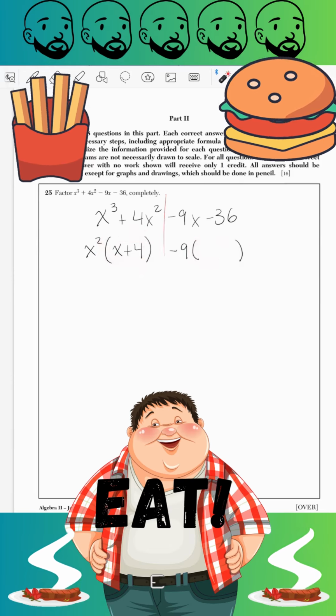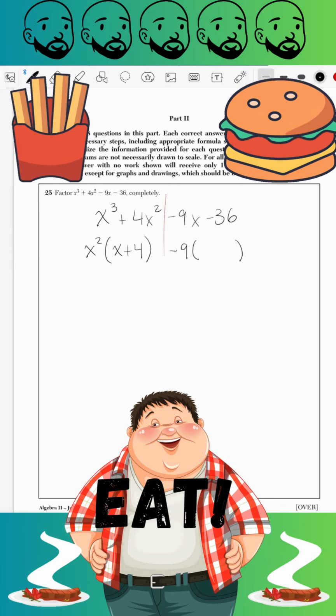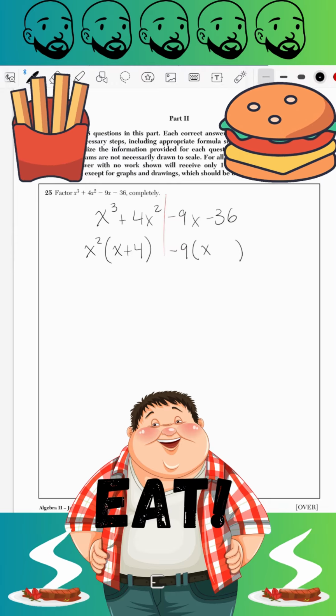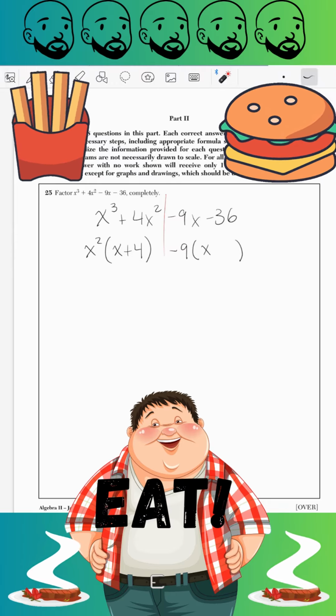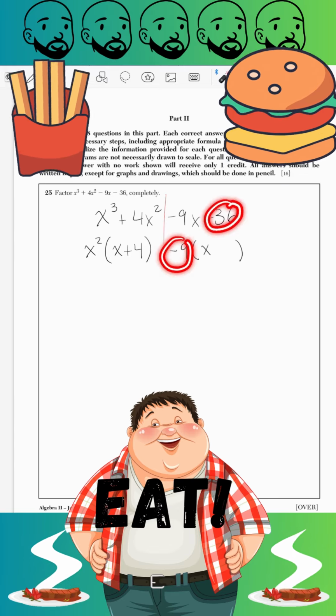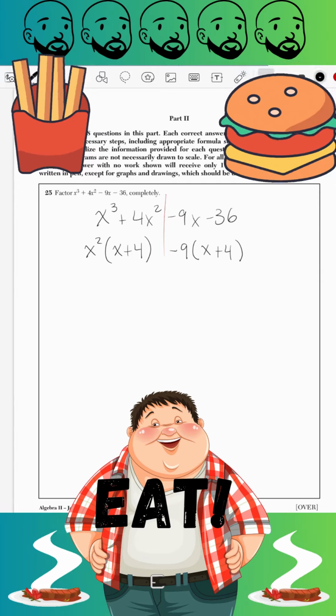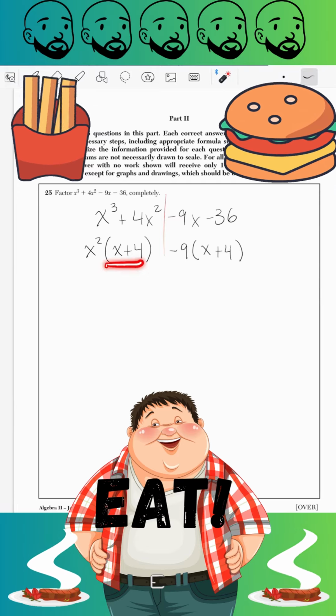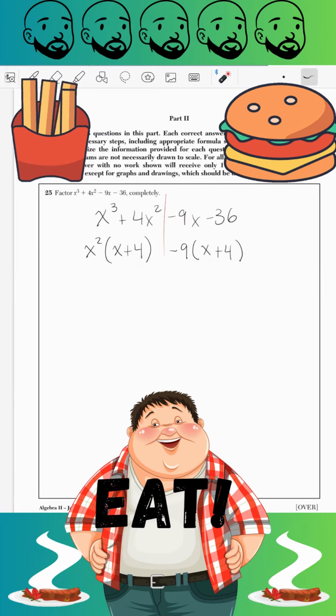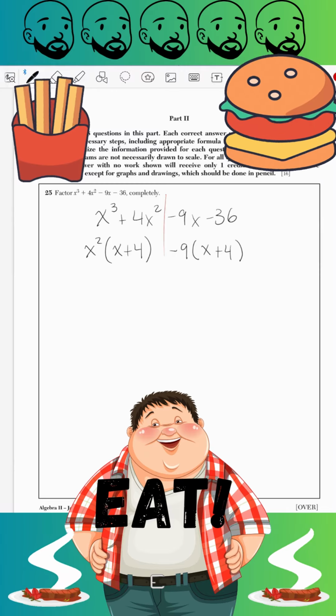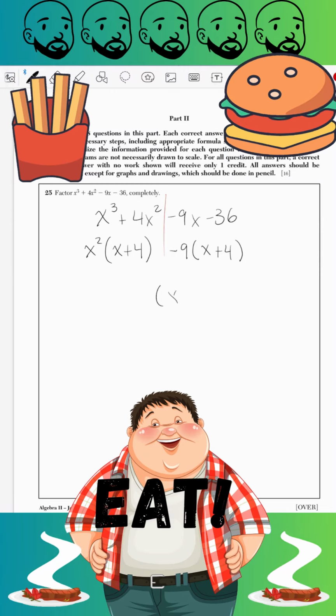Check it out. Negative 9x, when I take out a negative 9, what's left over? X. Negative 36 divided by negative 9, what's that? Negative divided by negative, positive 4. And now inside the parentheses, it's the same. That's how you know you did it correctly. Whatever's inside the parentheses, that's one of your factors.